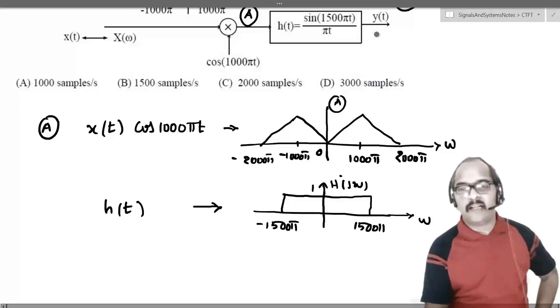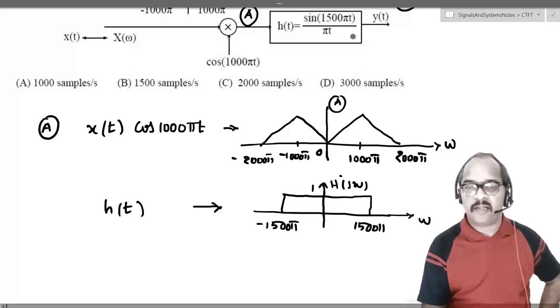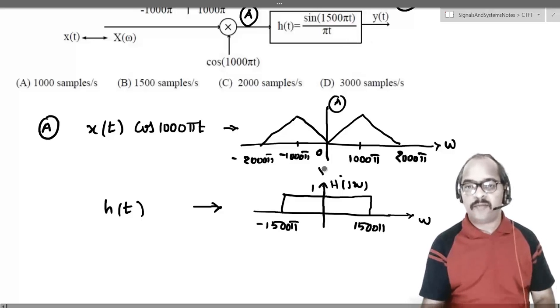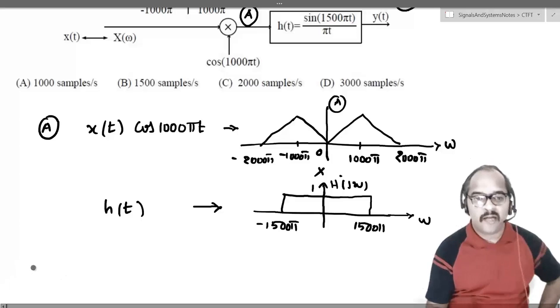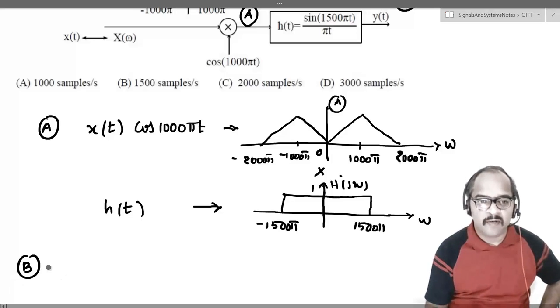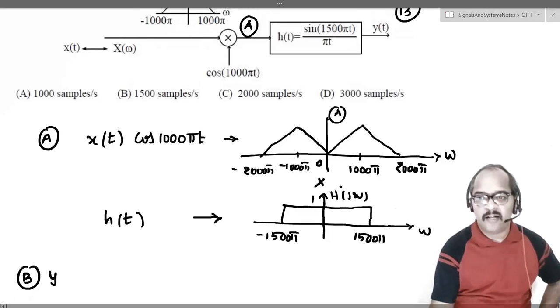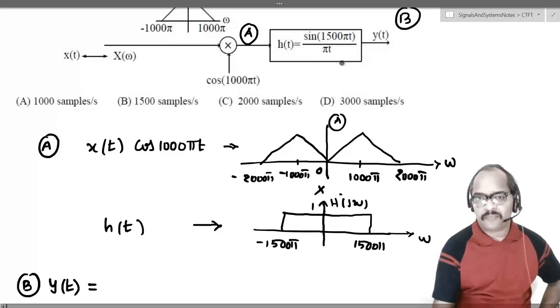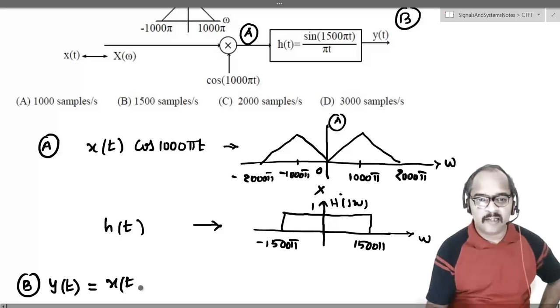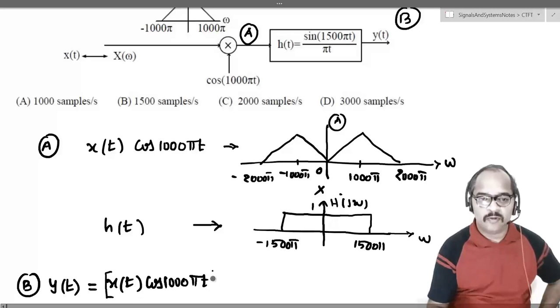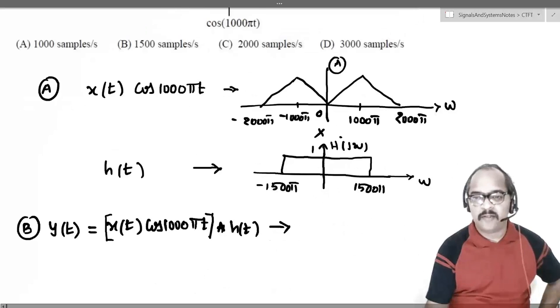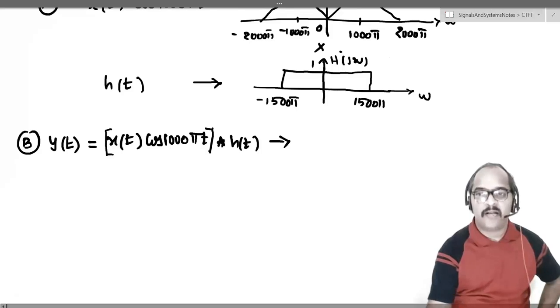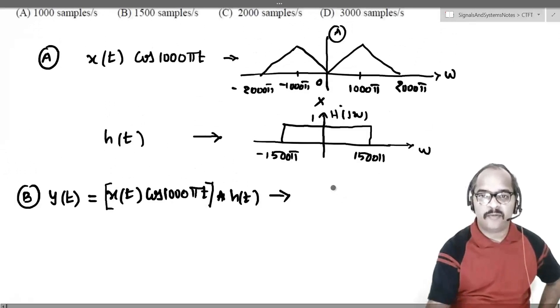So for the output of the LTI system, what will happen to the Fourier transform? These two should get multiplied. In the time domain, what would be the equation at B? B is here, right? The equation at B would be y of t, which, because it is an LTI system, is x of t cos 1000 pi t convolved with h of t. And in the frequency domain, these two Fourier transforms should get multiplied.